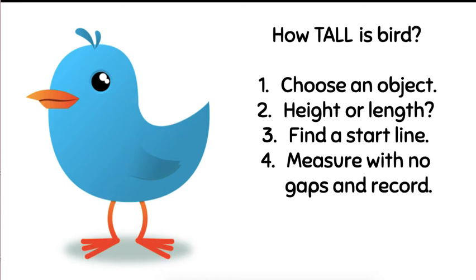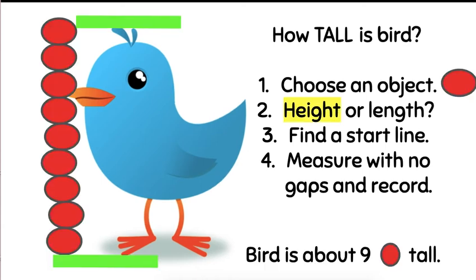So, how tall is the bird? We're going to use these little chips. First thing we do is choose the object, then figure out if you want to measure height or length, find the start line, measure with no gaps, and record. So according to this, the bird is 9 circles long.